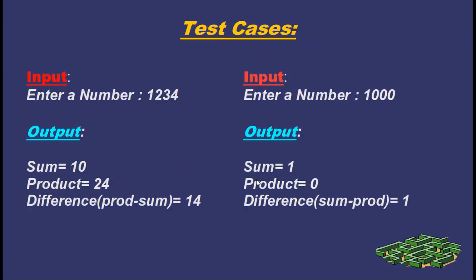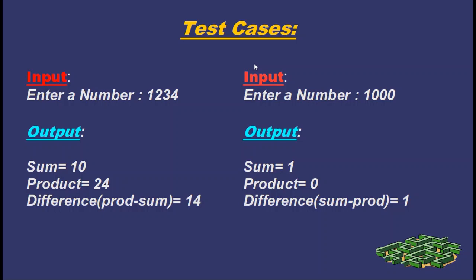We have also come up with some test cases for your easy understanding. Let us consider the first scenario. We have the number 1234, and it has digits 1, 2, 3, 4. If you sum up the digits, the sum is 10, since 1 plus 2 plus 3 plus 4 is 10. And the product of the digits is 4 into 3 is 12, 12 into 2 is 24, 24 into 1 is 24. So the product is 24. The difference is 24 minus 10, that is 14.